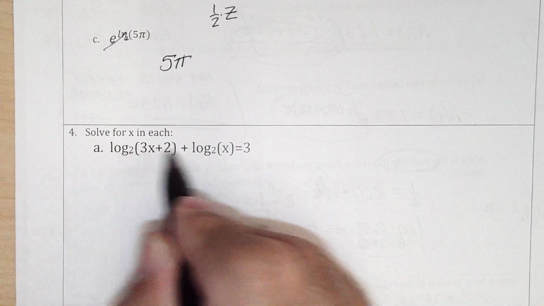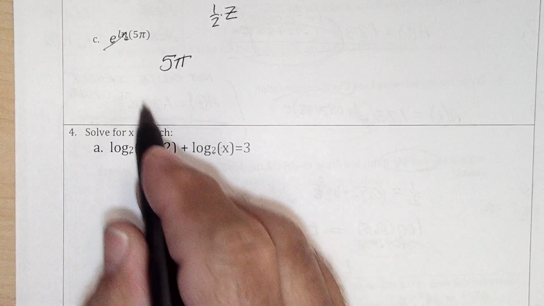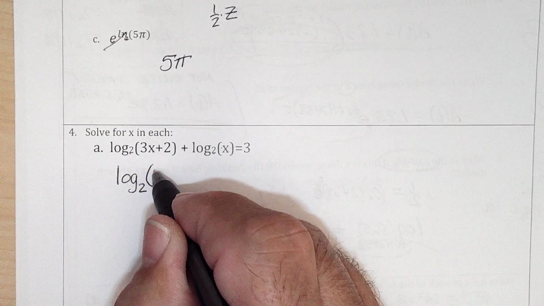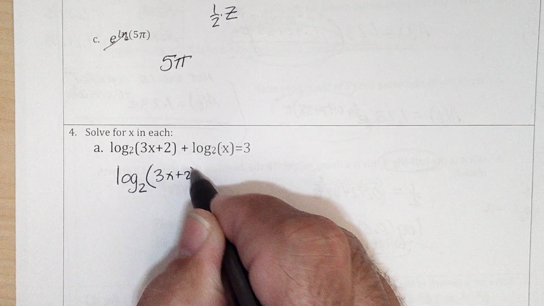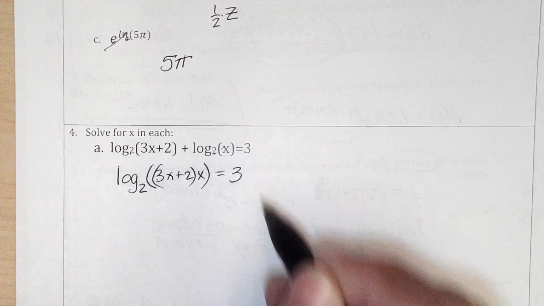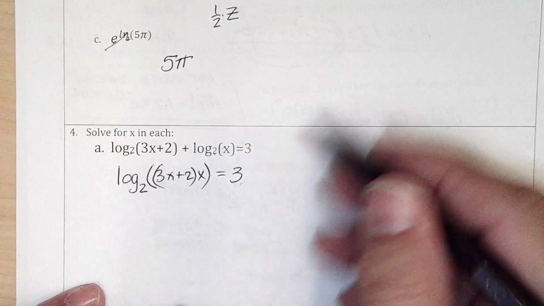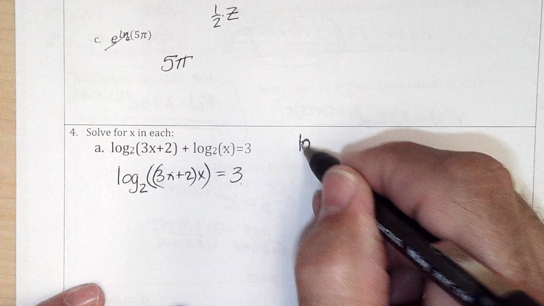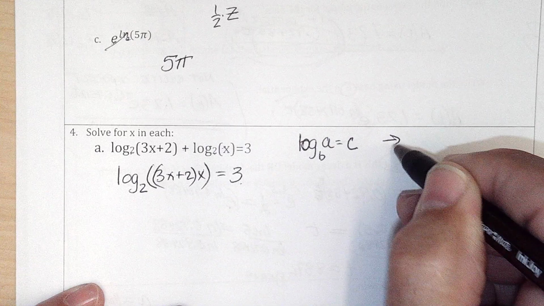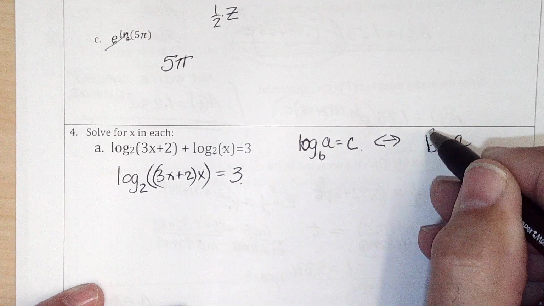When you have the log in the same bases of two things added, you add the powers when there's a multiplication problem. So log base 2, this is going to be of 3x plus 2 times x. And now we have changed a log to a power. Log base b of a equals c changes to base b to the c power equals a.